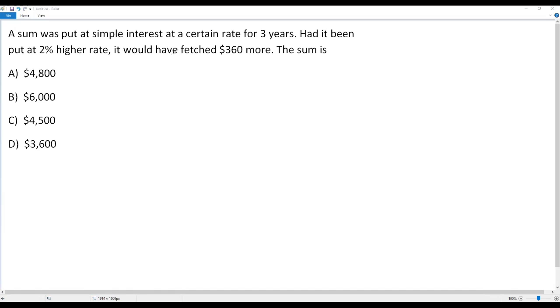The sum is. Okay, some money is invested at simple interest at a certain rate for 3 years. In case the interest rate is 2% higher, then we will get interest $360 more.